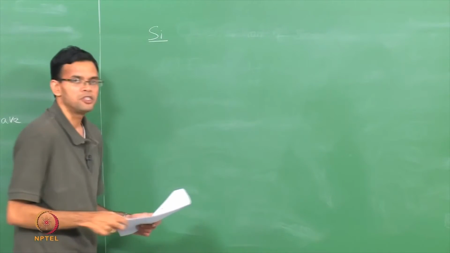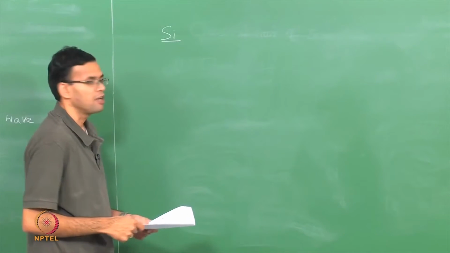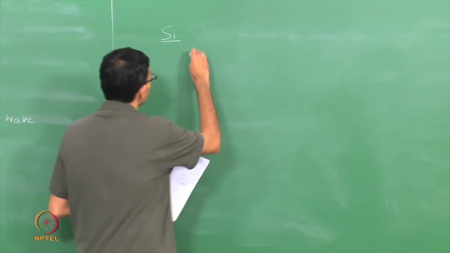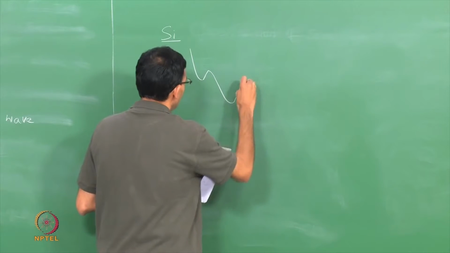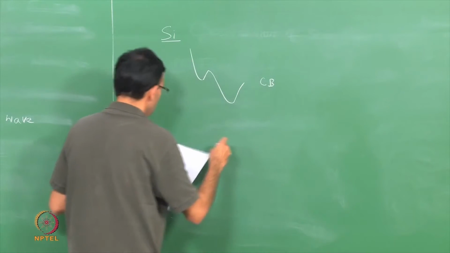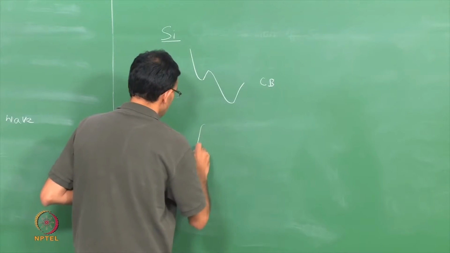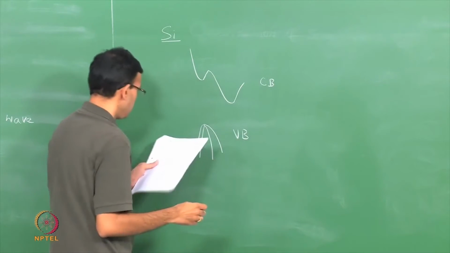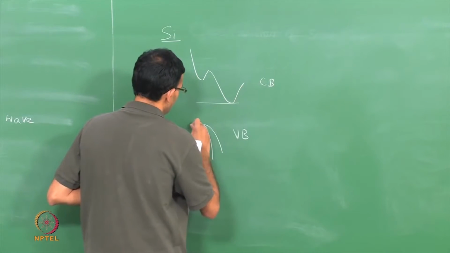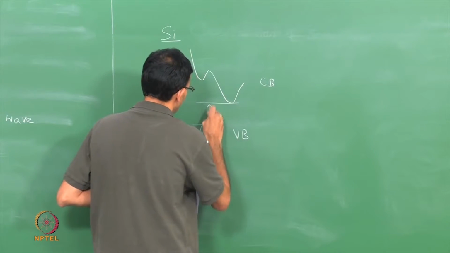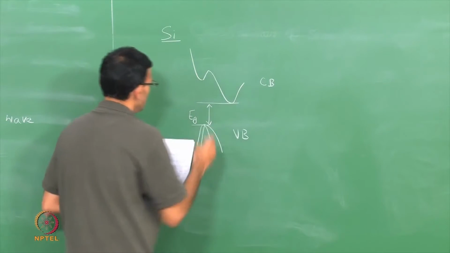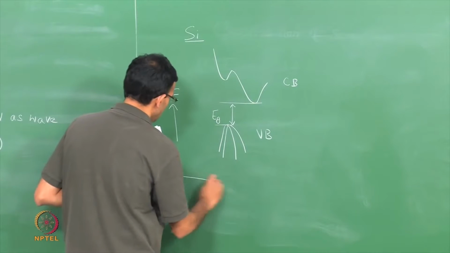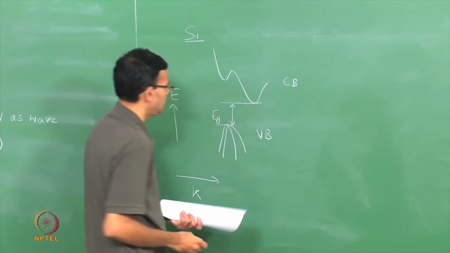So, let us draw this E versus k for silicon. Again, I am only drawing a very simplified picture to explain the difference between direct and indirect. So, this is the conduction band, this is the valence band, and there is a band gap between the valence band and conduction band, this is Eg. In this particular plot, E is on the y axis and k is along the x axis.